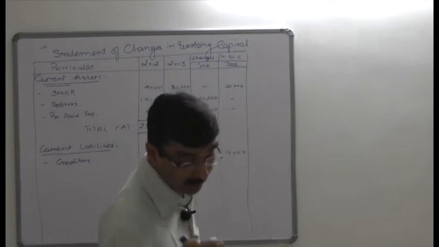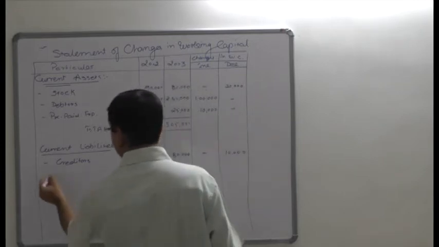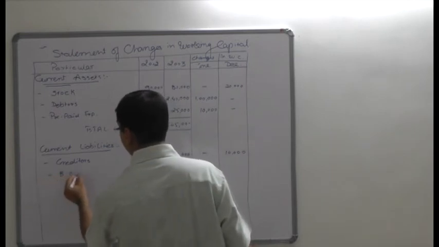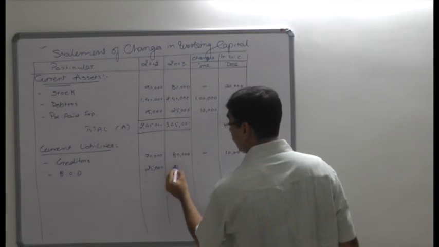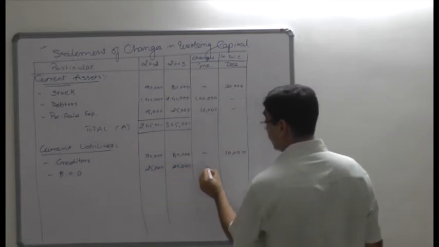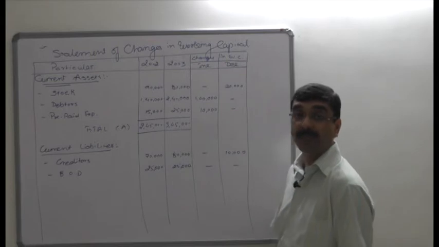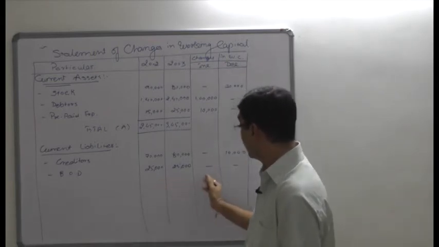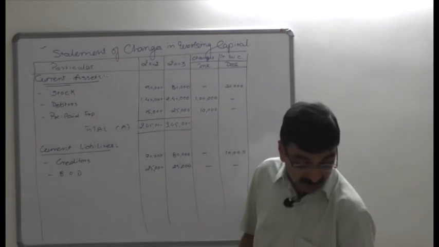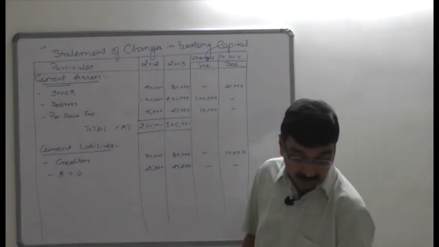Next is bank overdraft. Bank overdraft is also a current liability. See the bank overdraft for each year, it's 25,000. So there is no change in working capital, whether increase or decrease, the values remain the same, so no change at all. After the bank overdraft, next is provision for taxation.